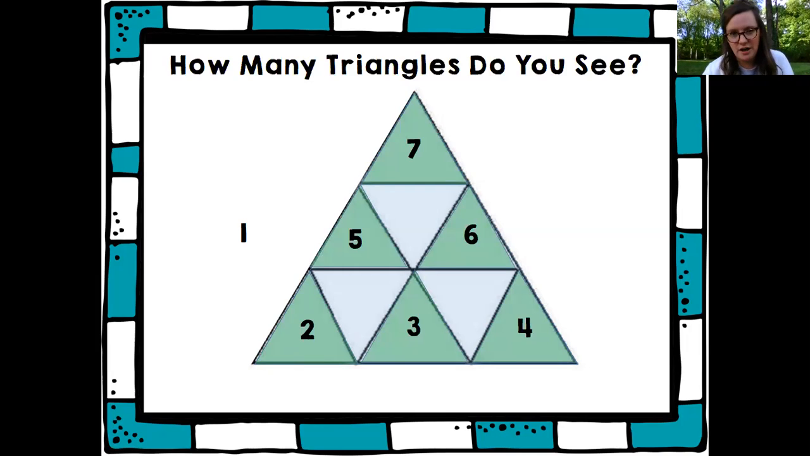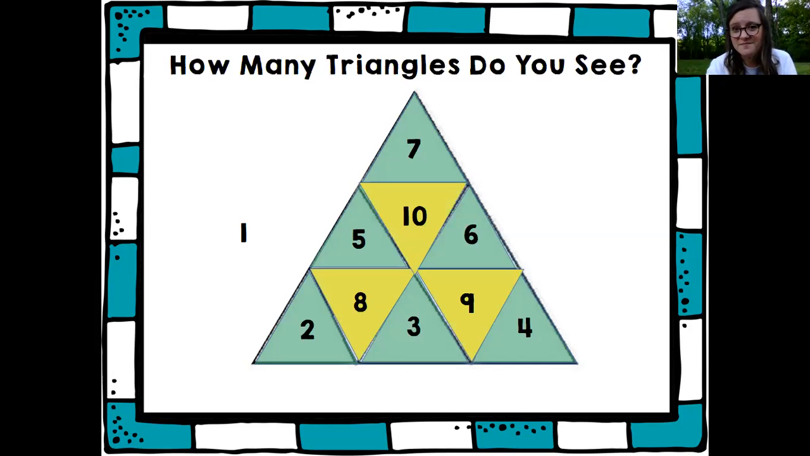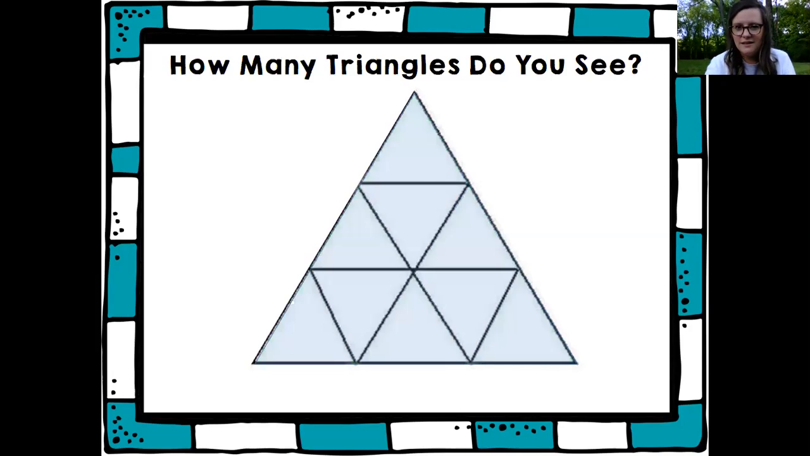But I'm thinking about triangles. Do triangles always have to be shaped like this with a point at the top? No, sometimes they can be upside down. We can have obtuse triangles or acute triangles, isosceles. There are all different types of triangles. So when I look, I see some upside down triangles. So let's keep counting. 8, 9, and 10. Are there any more triangles that you see?